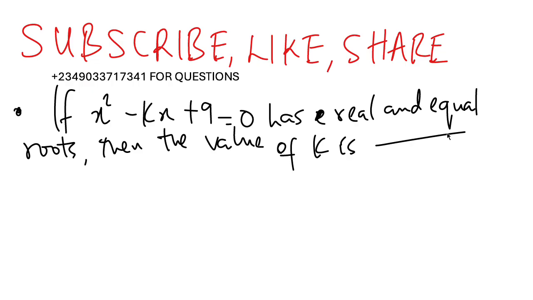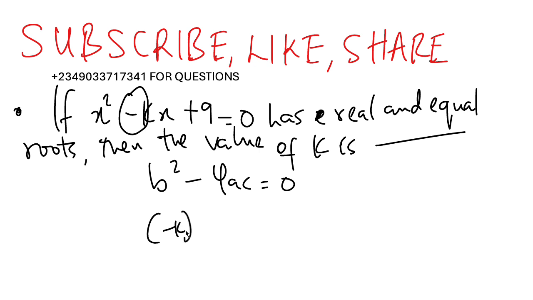So all you simply do is to apply the principle, which says that for a quadratic equation to have equal roots, b squared minus 4ac will be 0. That's the same thing we'll apply here. So what is our b? Negative k. That means negative k squared minus 4 into a, which is 1, into c, which is 9, is equal to 0.